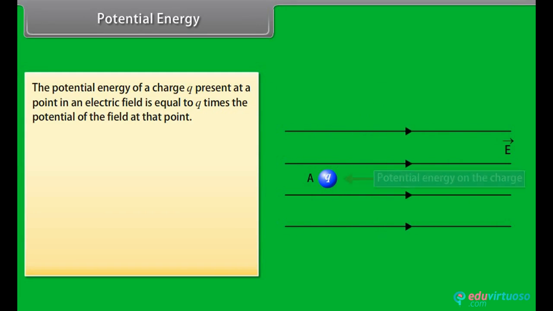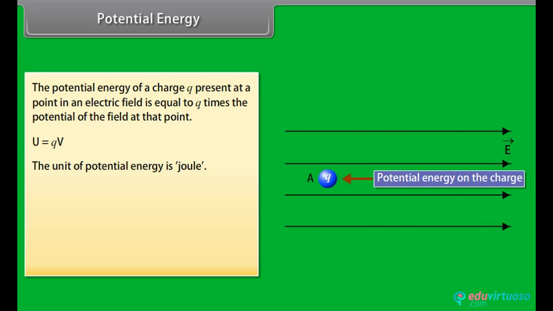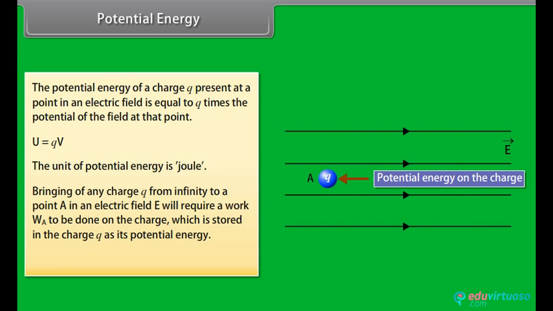Potential energy. The potential energy of a charge Q present at a point in an electric field is equal to Q times the potential of the field at that point. U is equal to QV. The unit of potential energy is joule. Bringing of any charge Q from infinity to a point A in an electric field E will require a work WA to be done on the charge, which is stored in the charge Q as its potential energy. UA is equal to QVA.